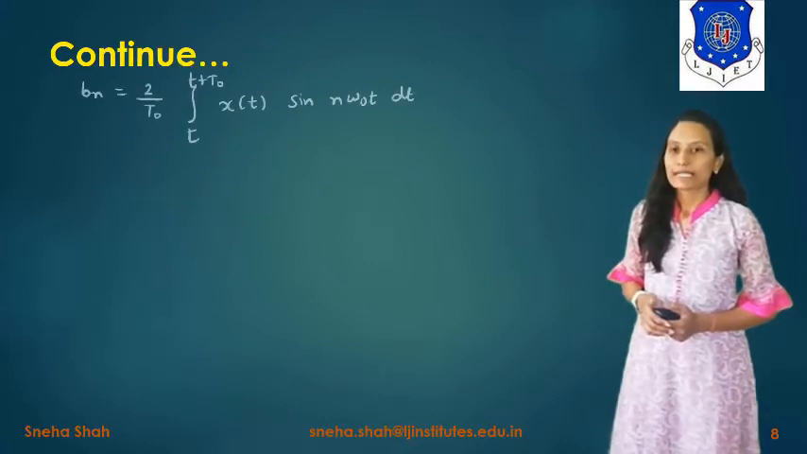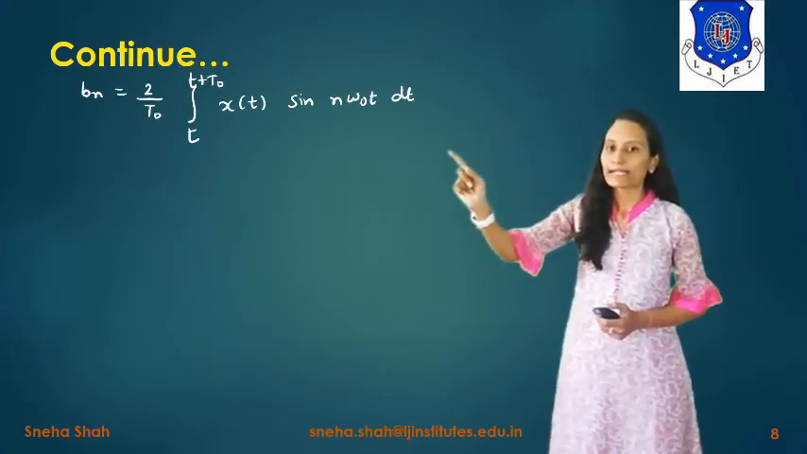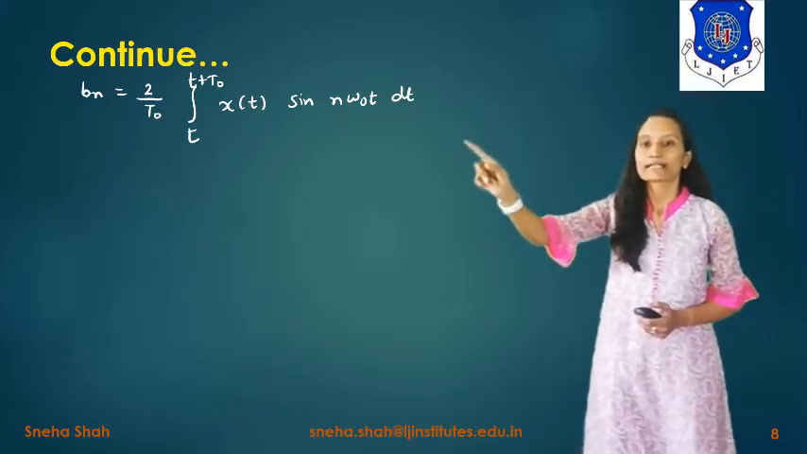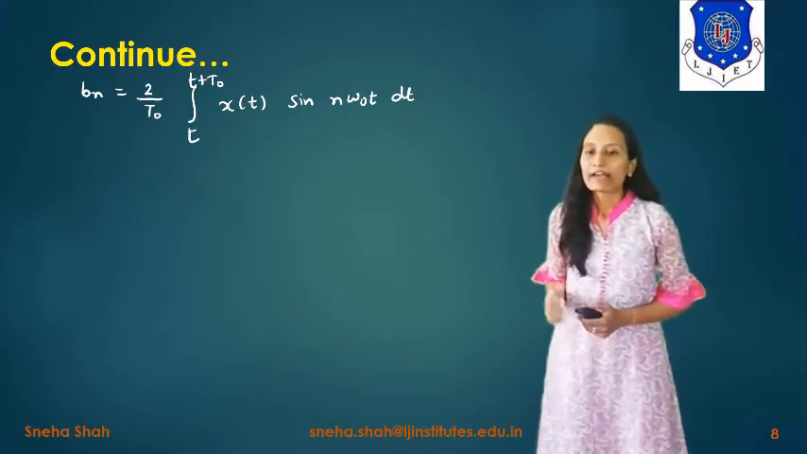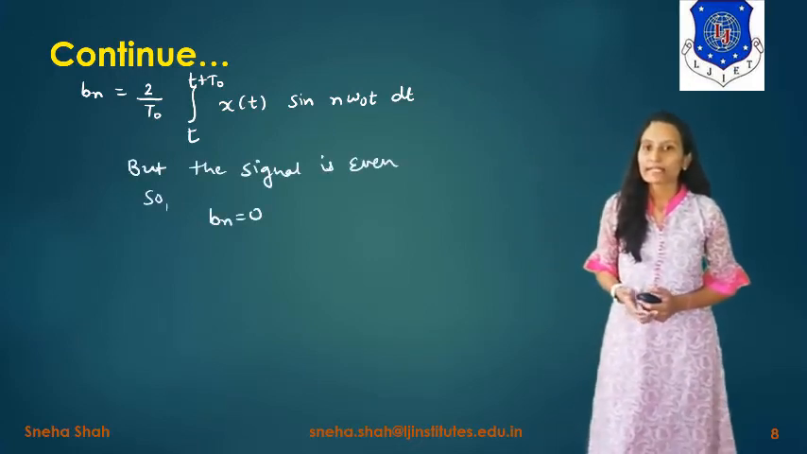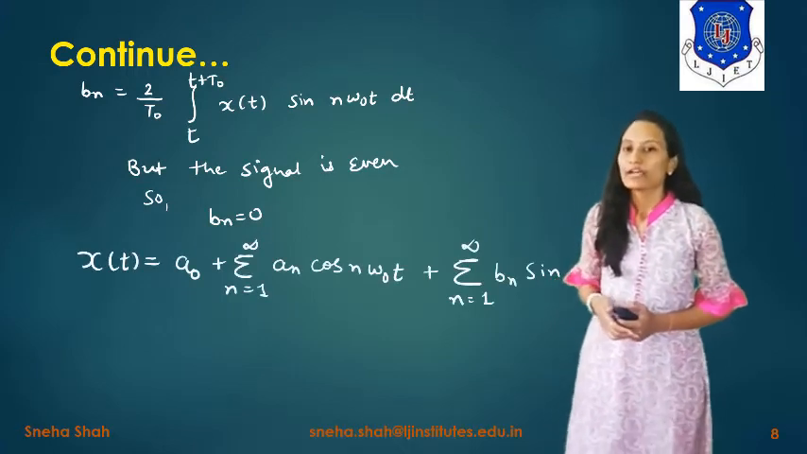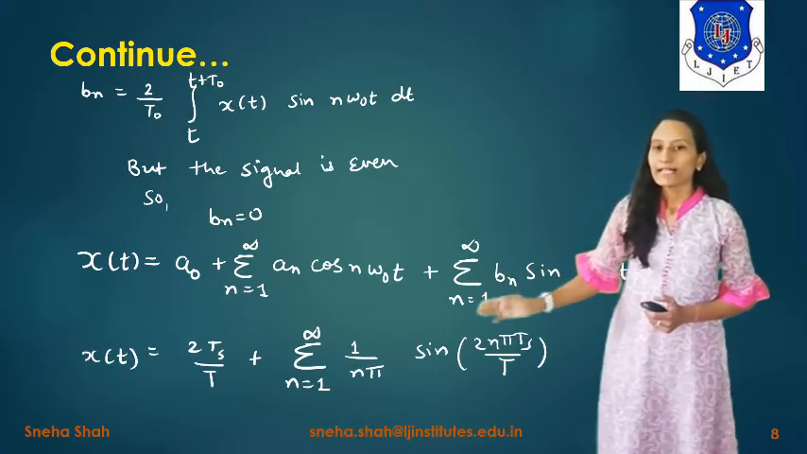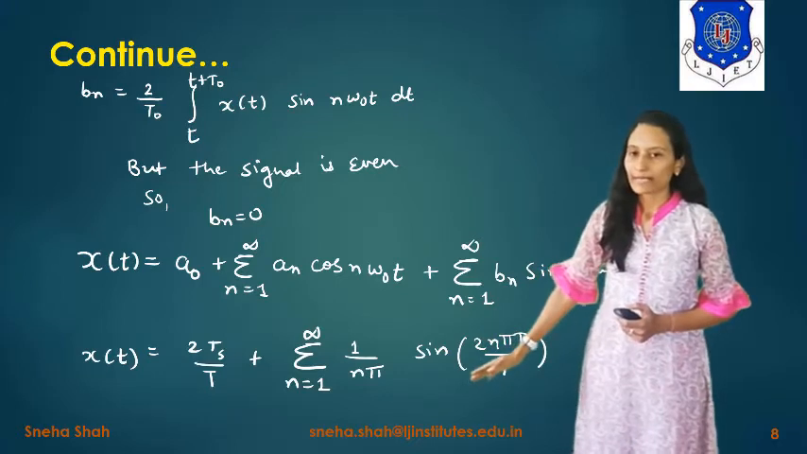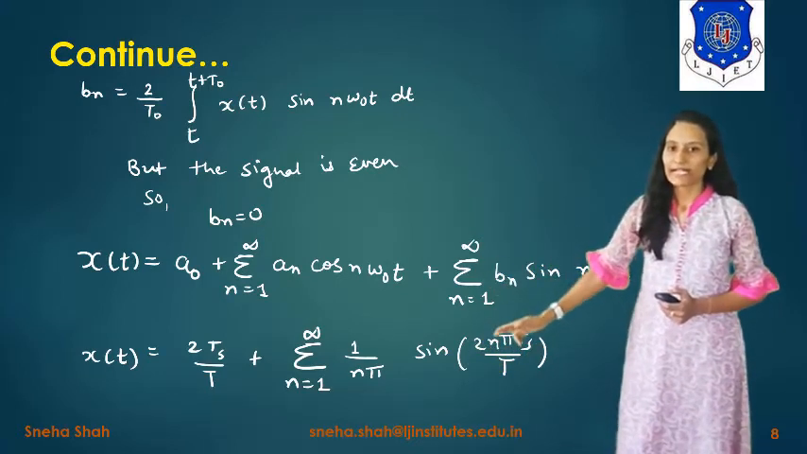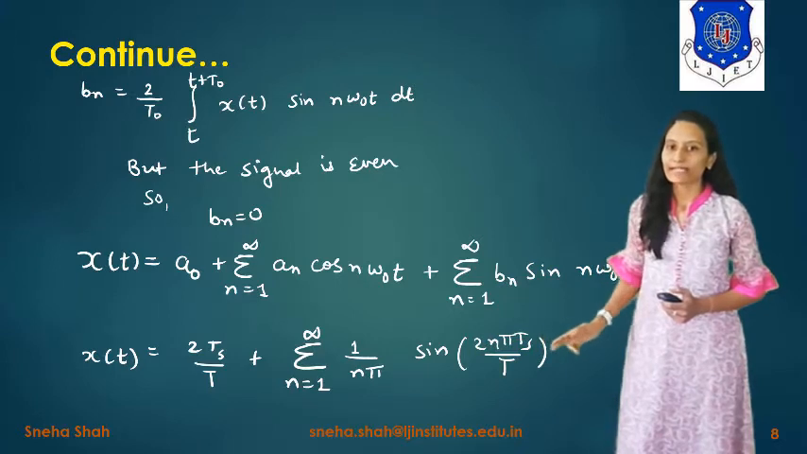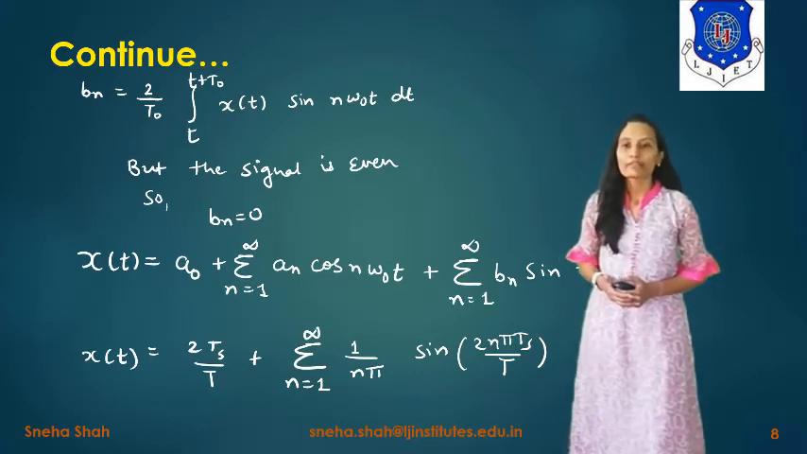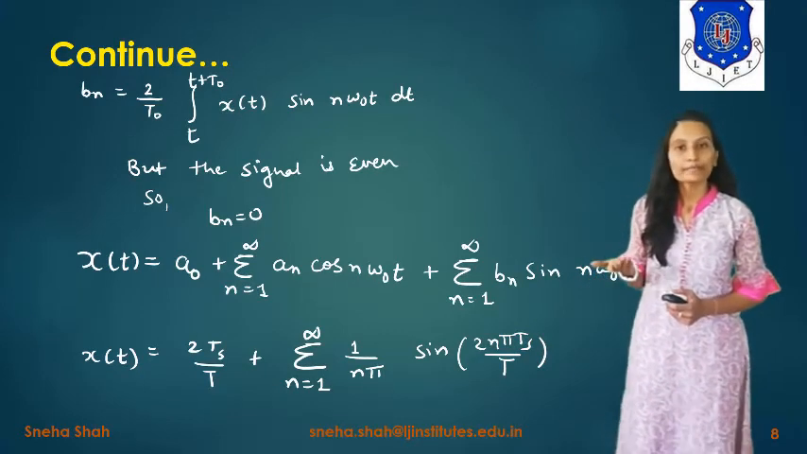Now the next step is bn. The value of bn equals 2 by T0 integration t to t plus capital T0 x of t sin n omega 0 t dt. As I have told you, this signal is an even symmetrical signal, so the value of bn equals 0. So if we put the value of a0, an and bn in the equation of x of t, the final answer of x of t equals 2Ts divided by capital T plus summation n equals 1 to infinity 1 upon n pi sin 2n pi Ts divided by capital T. So this way we can find out the example of trigonometric Fourier series using waveform symmetry.